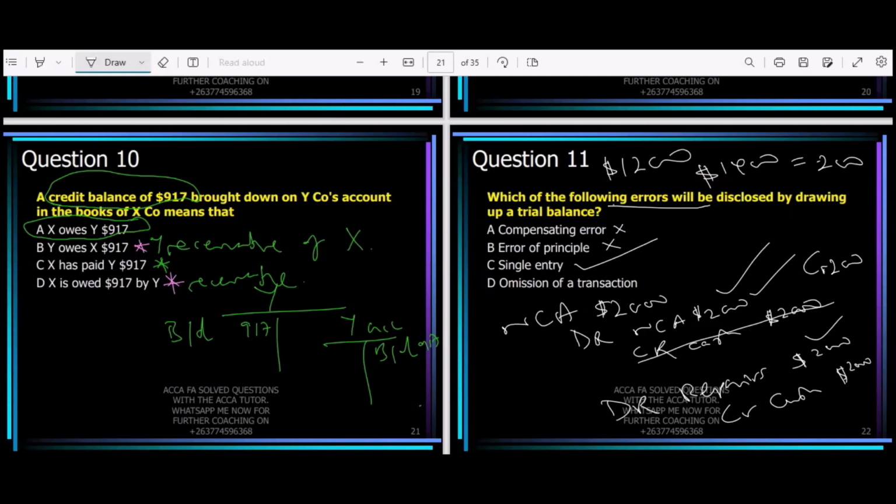So what about D? D says omission of a transaction. If we did not record the purchase of this non-current asset at all, if we didn't do anything with the transaction, the trial balance is still going to balance because we didn't enter the transaction in our records. So in that case, this one is not going to be disclosed. So the answer there, ladies and gentlemen, was C, single entry. I hope you have been helped so far. Let's move on to the next question.